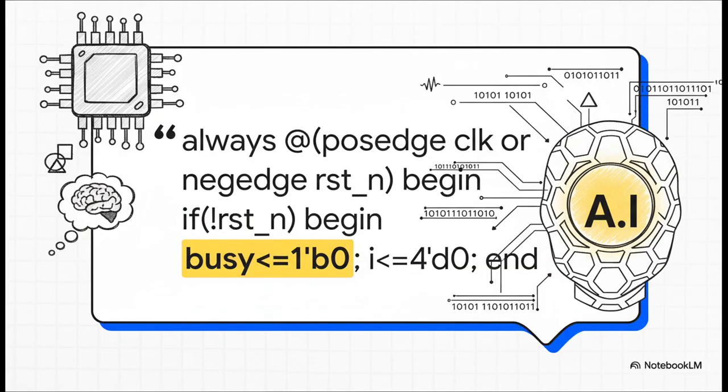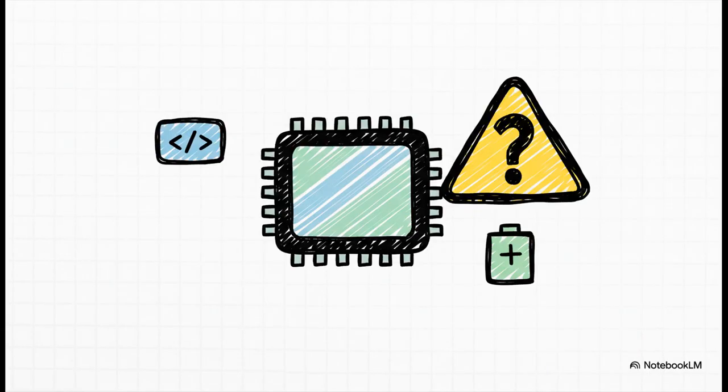Now get ready for a big contrast. Here's code for the exact same chip, but this time written by a large language model, an LLM. See the difference? It's clean, it's organized. It honestly looks like something an expert human engineer would have written. The promise here is just incredible. LLMs can create these beautiful designs that are not just easy to read, but could also be way more efficient. Smaller, less power, the whole deal.